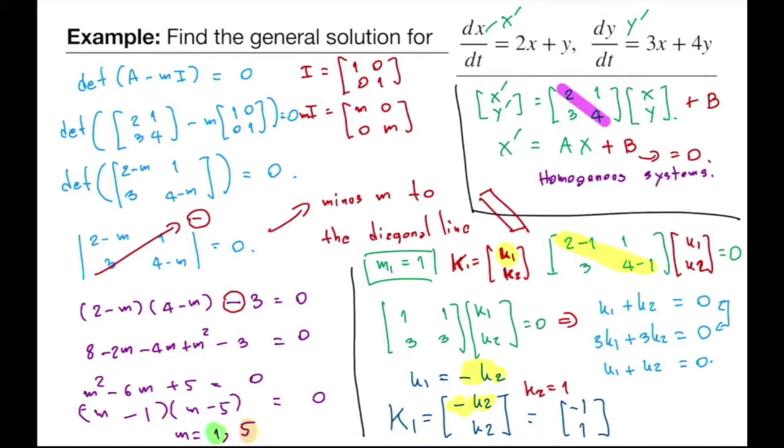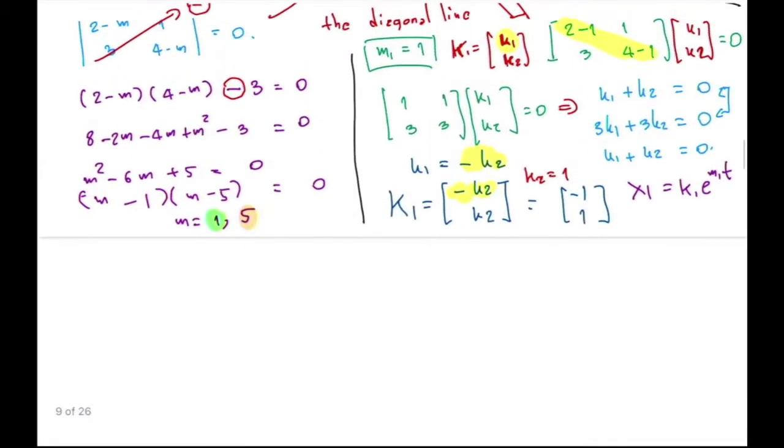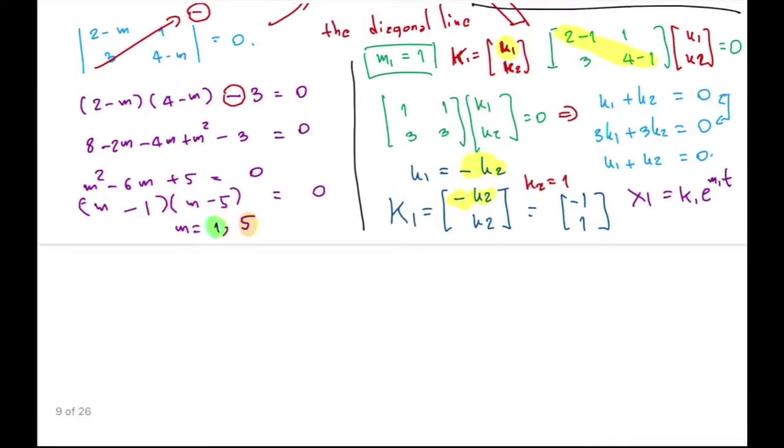Okay, and our solution x1 is k1 e to the m1t, which means that x1 is k1, which is minus 1 and 1, e to the m1, which is 1, so e to the 1t. Okay, so right now we obtain the first solution x1.